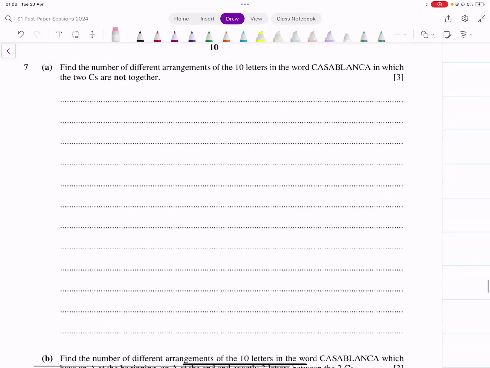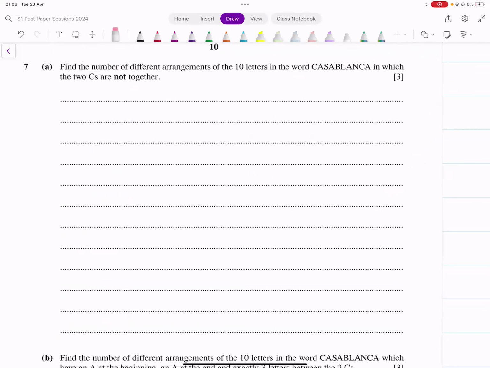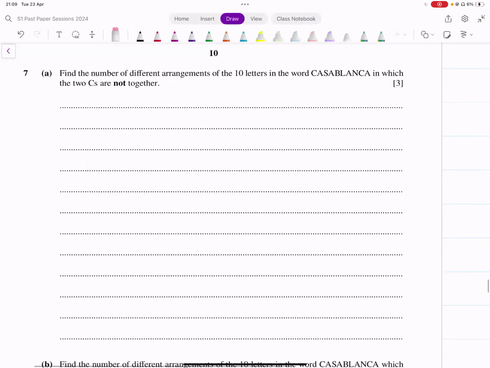It says, find the number of different arrangements of the 10 letters in this word in which the two C's are not together. So two C's should not be together. Now we're talking about two objects that we want to separate. For two objects, we can use both methods together: total minus together will work, and we could also use the dashes and stars method. Either of those two methods will work.